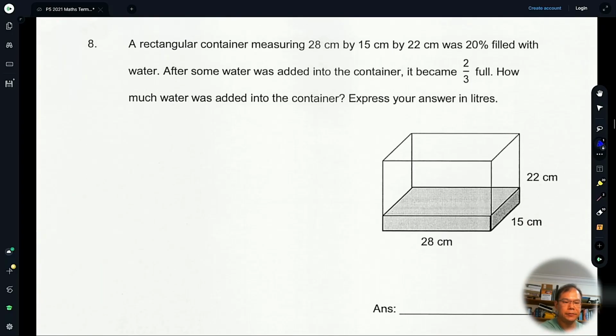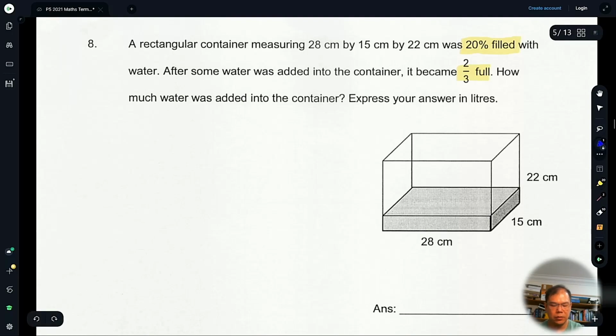Question 8. A rectangular container measuring 28 cm by 15 cm by 22 cm, given a diagram, was 20% filled with water. Now, after some water was added into the container, it became 2/3 full. So how much water was added into the container? By the fact they tell you that they added water, 2/3 of the container must be more than the 20% of the container, right? And you're trying to find the difference.